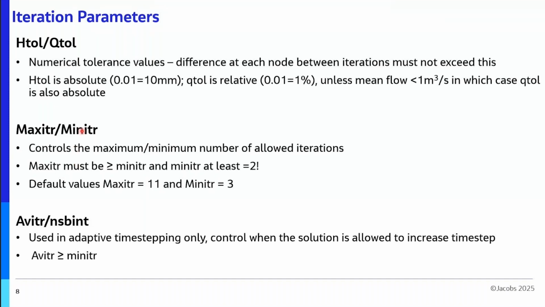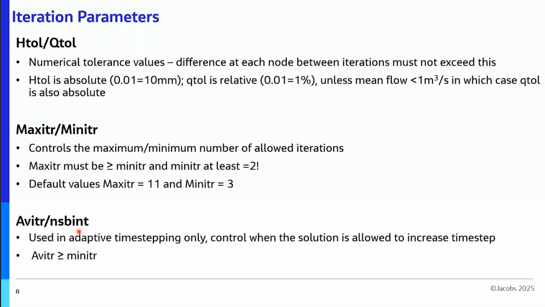The next set of iteration parameters is max-iter and min-iter. They, in essence, control the maximum and minimum number of allowed iterations. Max-iter obviously must be larger than or equal to min-iter, and min-iter at least needs to be equal to 1. Note that the default values are respectively 11 for max-iter and 3 for min-iter.